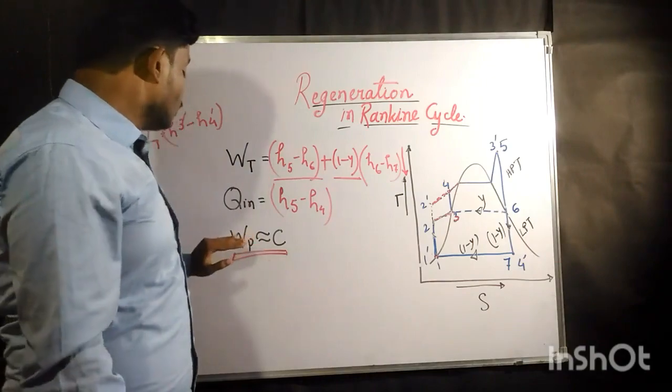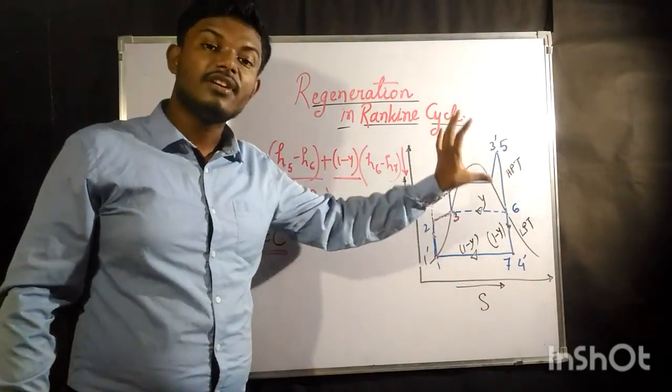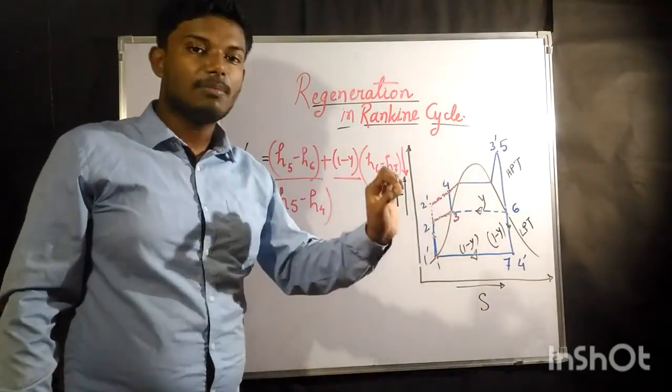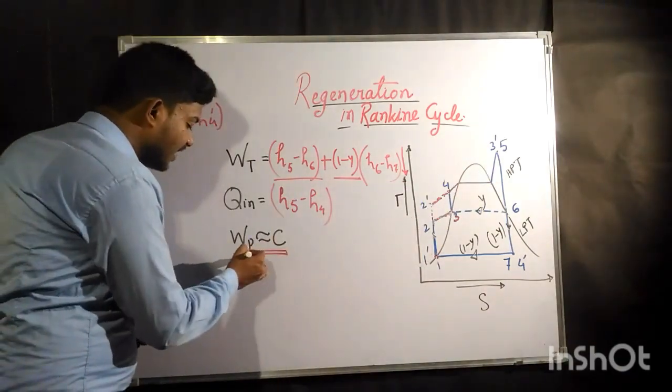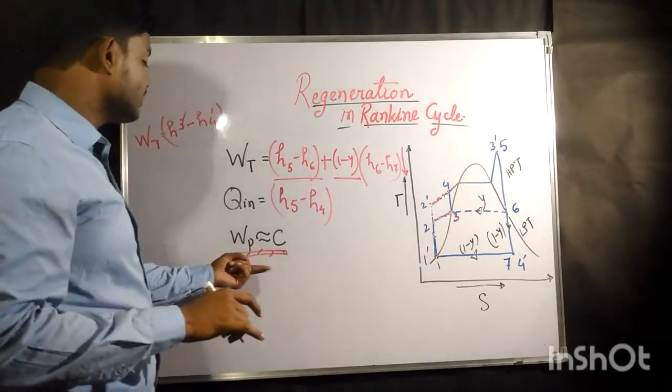So the work given to the pump in the case of the original Rankine cycle would have been the same as in the case of the regeneration cycle. There would be a very negligible change in the work given to the pump, so this is going to be constant.